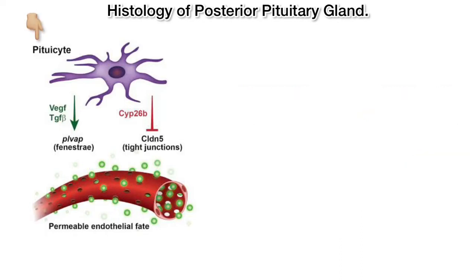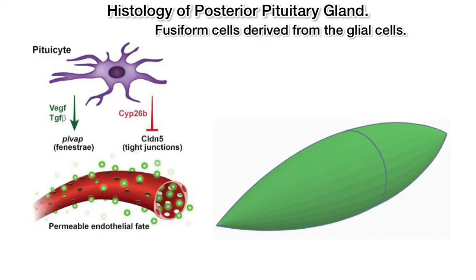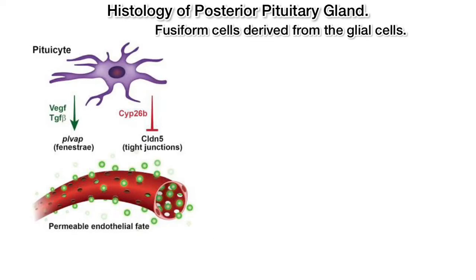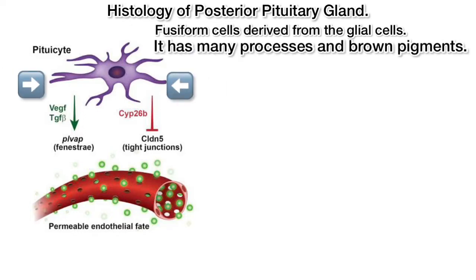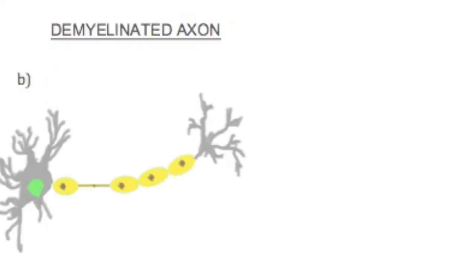The pituicytes are fusiform cells that are derived from the glial cells. Fusiform cells are just cells that have a tapering end. So the pituicyte is derived from the glial cells, and these cells have a whole lot of processes and brown pigments also. The pituicytes are supporting cells and they do not secrete any hormones. They are just supporting cells of the posterior pituitary gland, so they don't secrete any form of hormones.